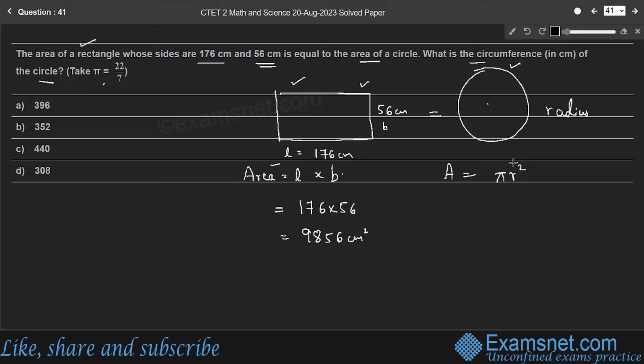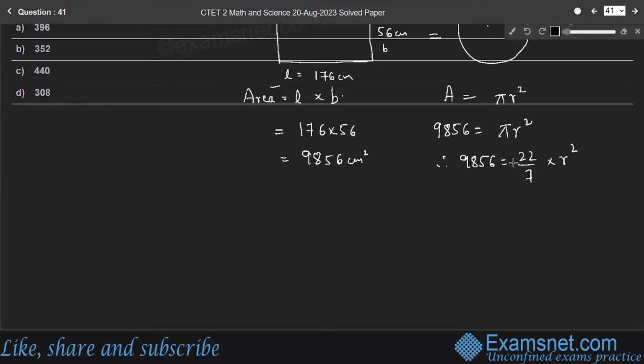So this area is equal to the area of the circle, right? Therefore, we can equate 9,856 to pi r square. Here pi is 22 by 7. Therefore, 9856 is equal to 22 by 7 into r square. Let us find the radius first. So the square of the radius is 9,856 into 7 divided by 22, right?